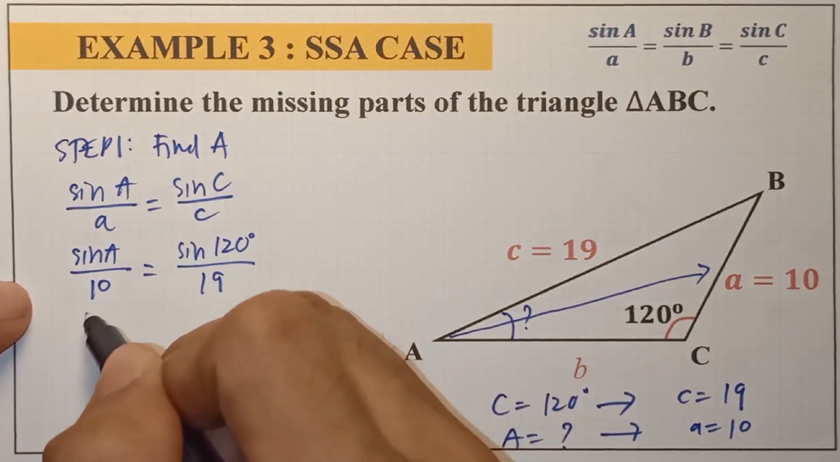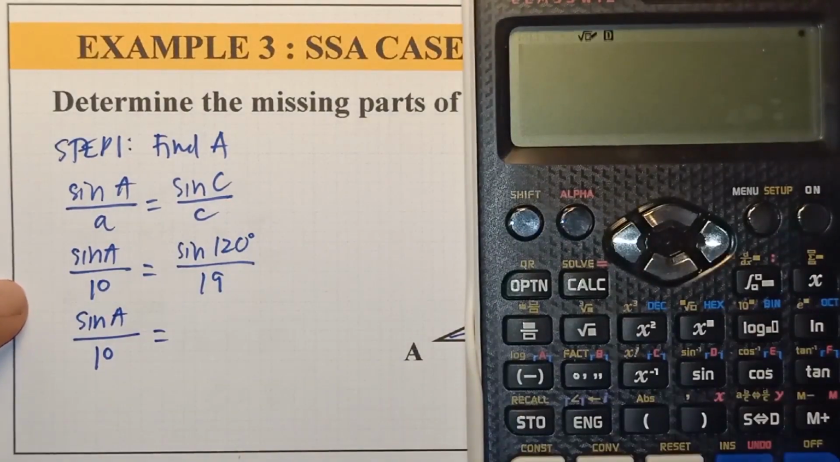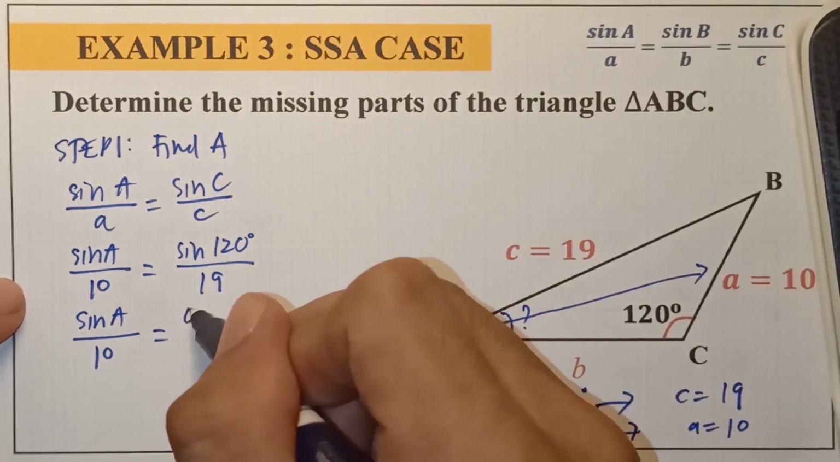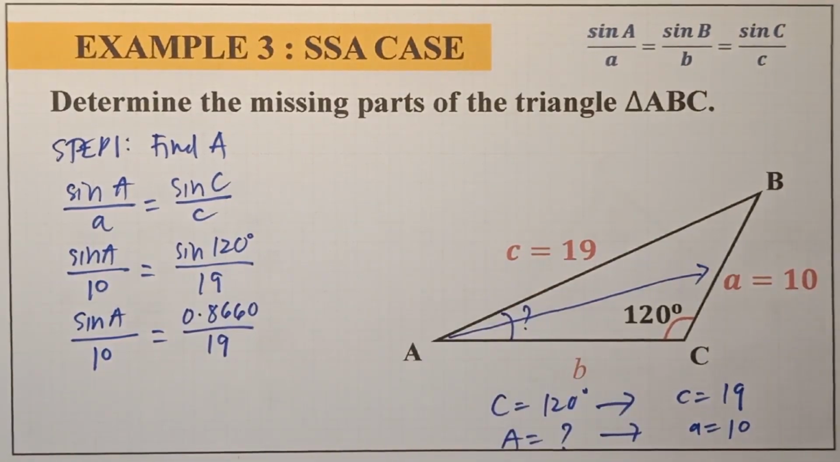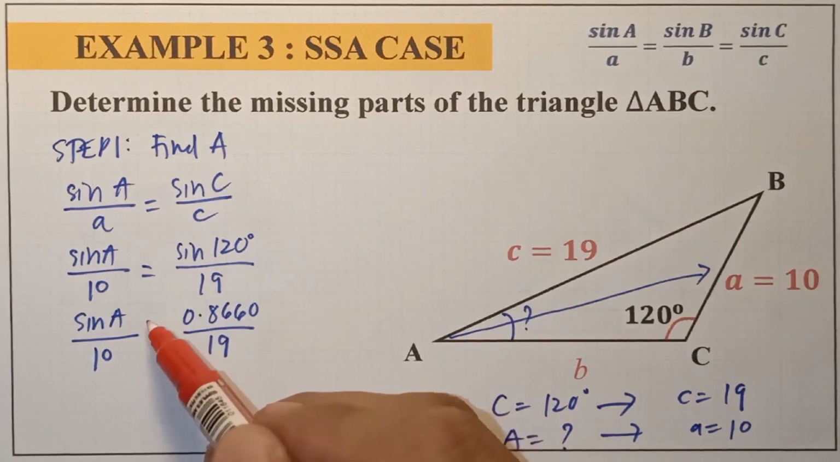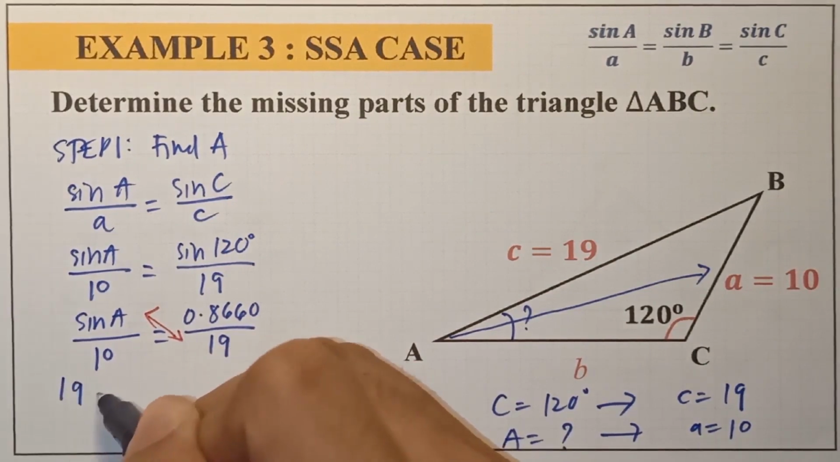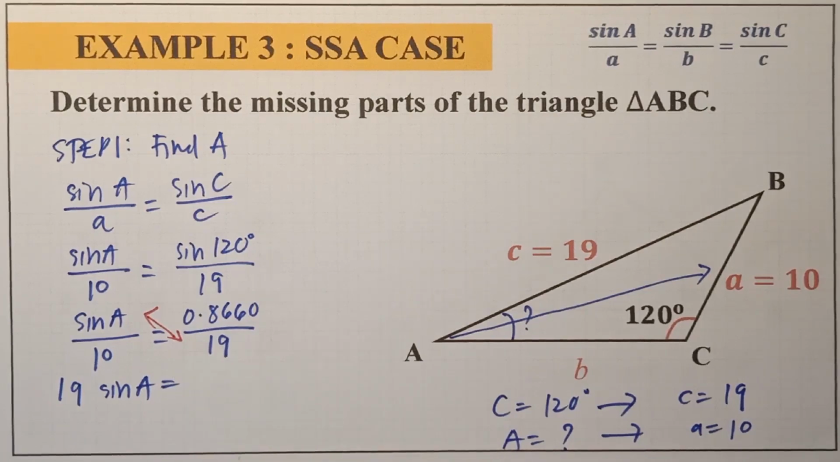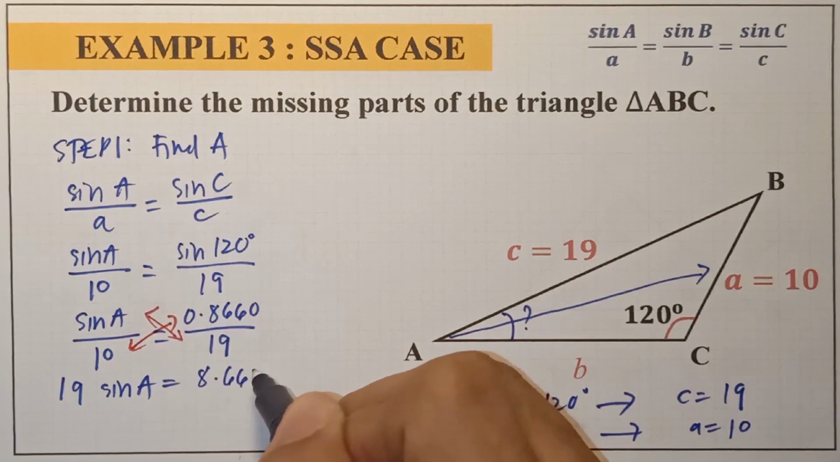Next we'll find sine A over 10 is equal to, we'll get the equivalent of sine 120. Sine 120 is equal to 0.8660 over 19. So we will be multiplying now sine A and 19, and the result is 19 sine A is equal to, and we multiply 10 and 0.8660, the result is 8.6603.